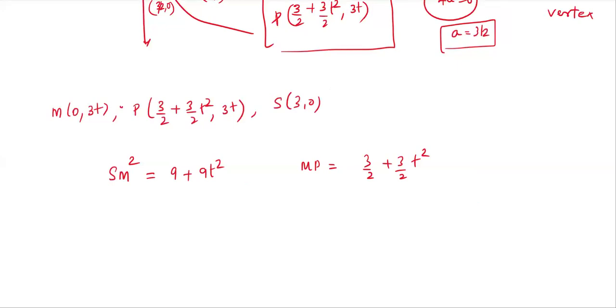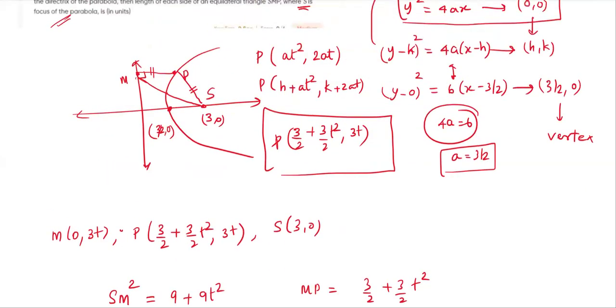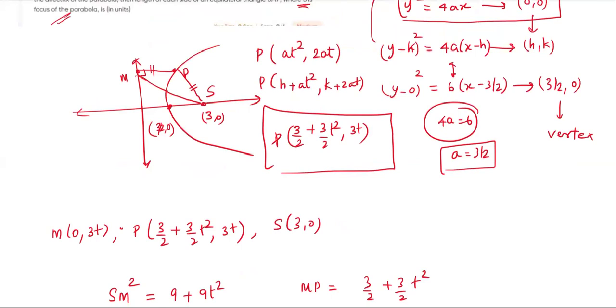Now, when you simplify both sides, I'll get 9 plus 9 t square equal to 3/2 plus 3/2 t square. I think when I say it, you understand what is to be done here. You can take 9 out from here. I'll get 1 plus t square equal to... sorry, it's not 9/2, 3/2. I think I made a small mistake. One second.